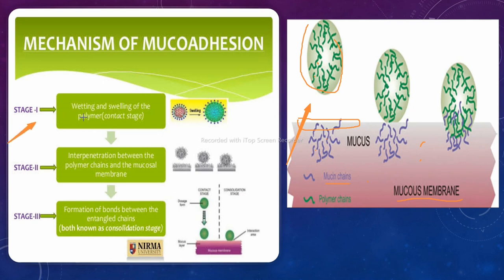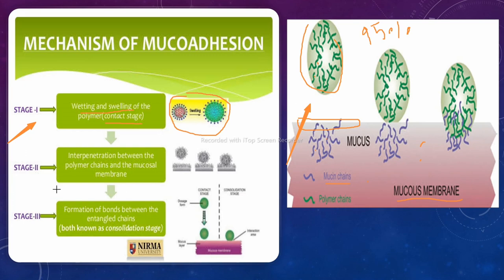The first stage, see here, is written as wetting and swelling of the polymer, which is also known as the contact stage, right? So what it does is it wets the surface. Once the drug enters the mouth, with the help of the mucus present in the mouth, which is 95% water, they will try to wet your drug particle or the dosage form. See this diagram here. Before, it was in a smaller size, and when it got wetted through the water present in the mucus, it got swollen, right? So this is the first stage.